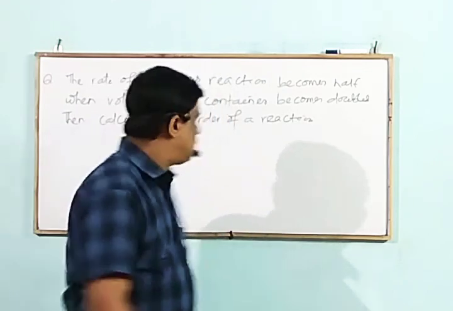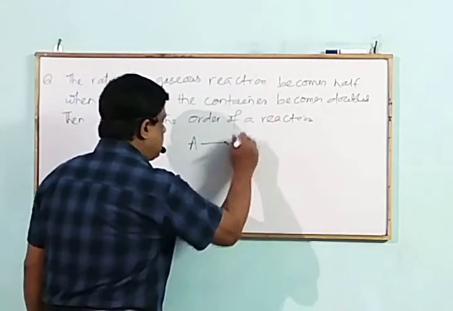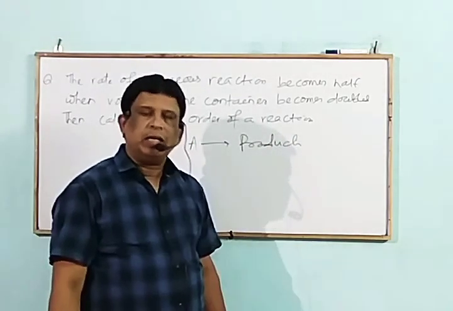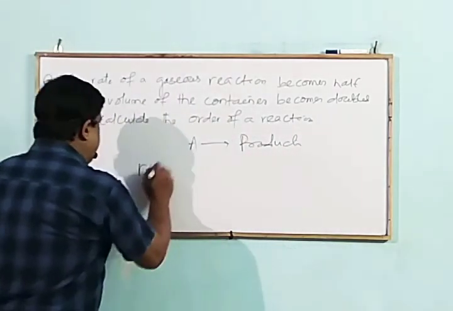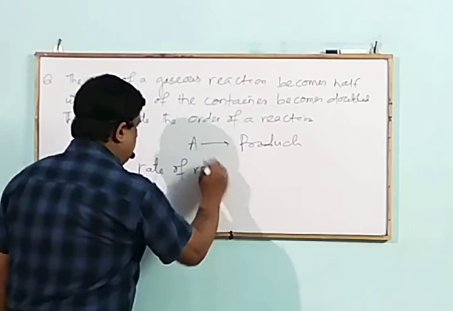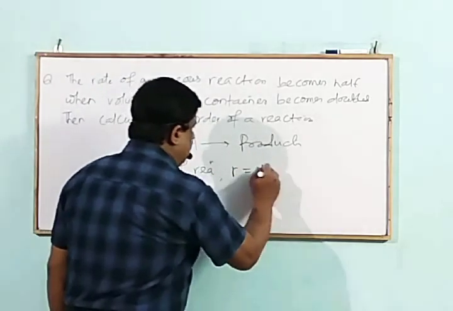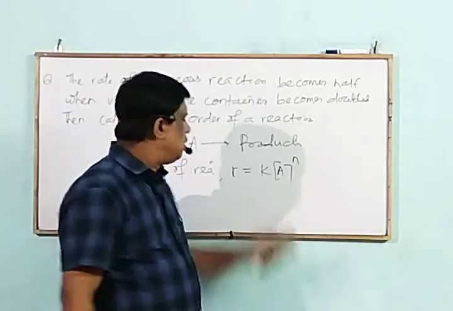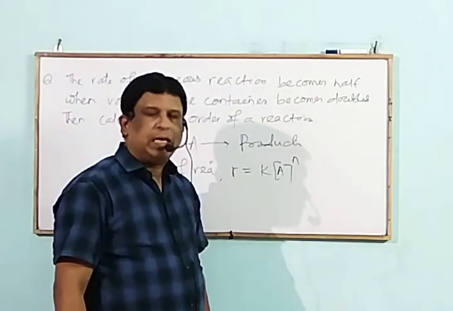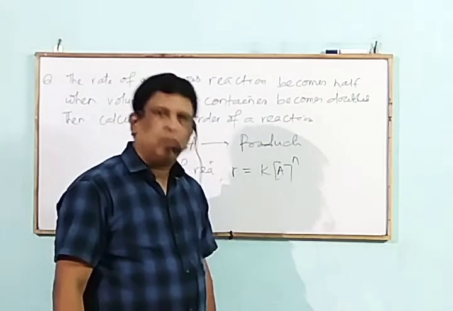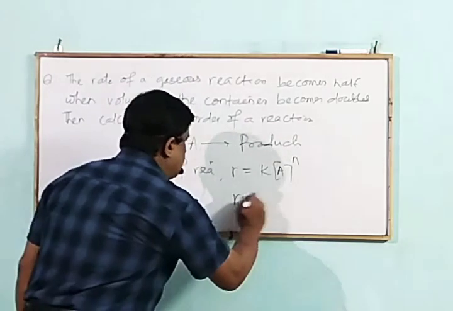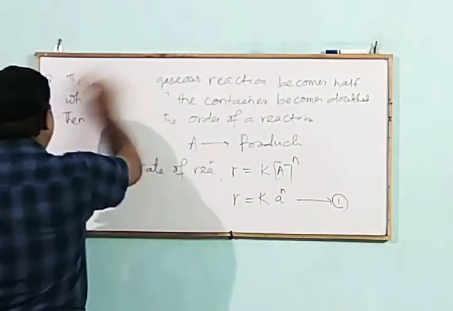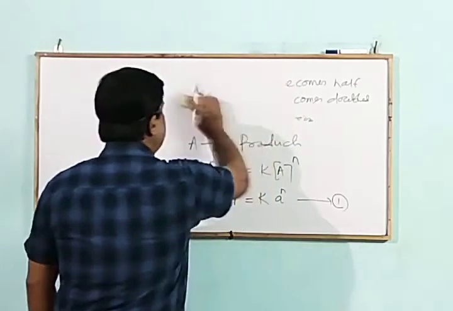Let us consider a gaseous reaction. Answer. Let us consider a gaseous reaction A gives rise to product, where the order of the reaction is small n. Then rate of reaction, that is R, is equal to K into A to the power n, where small n represents order of reaction and A is the reactant. Suppose concentration of reactant is small a moles per liter, then R is equal to K A to the power n, equation 1.